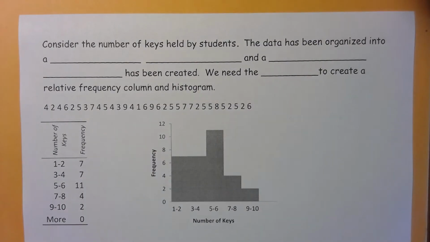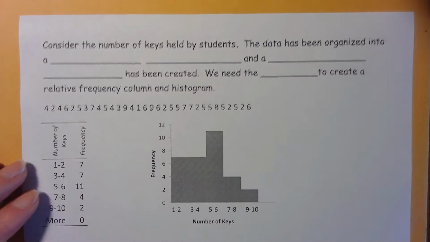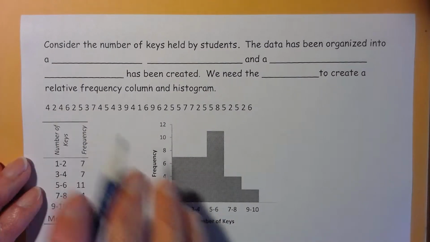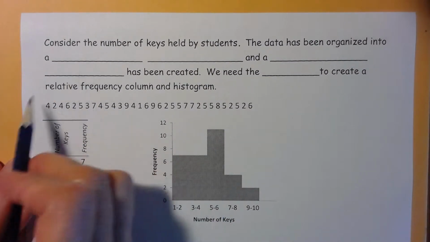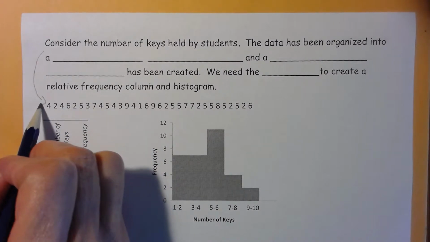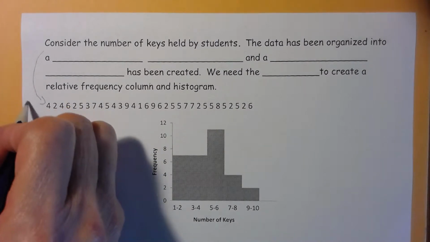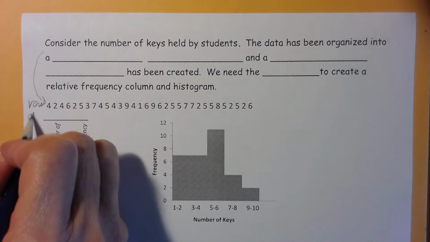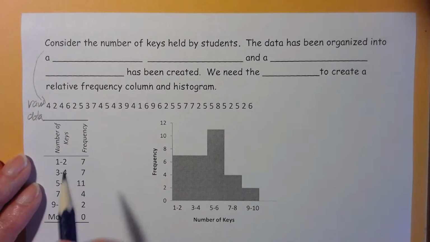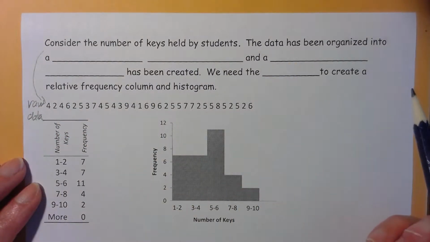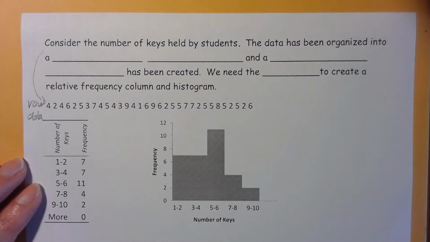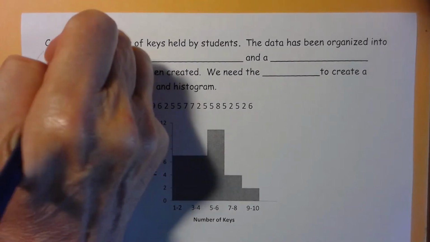So now we're going to move on. We're going to talk about a different set of data. We're going to be looking at the number of keys held by students. And so I've listed those numbers here. So this is actually raw data, whereas before I had summarized data in our chart. The data has been organized into a frequency distribution, so you can fill that in here.